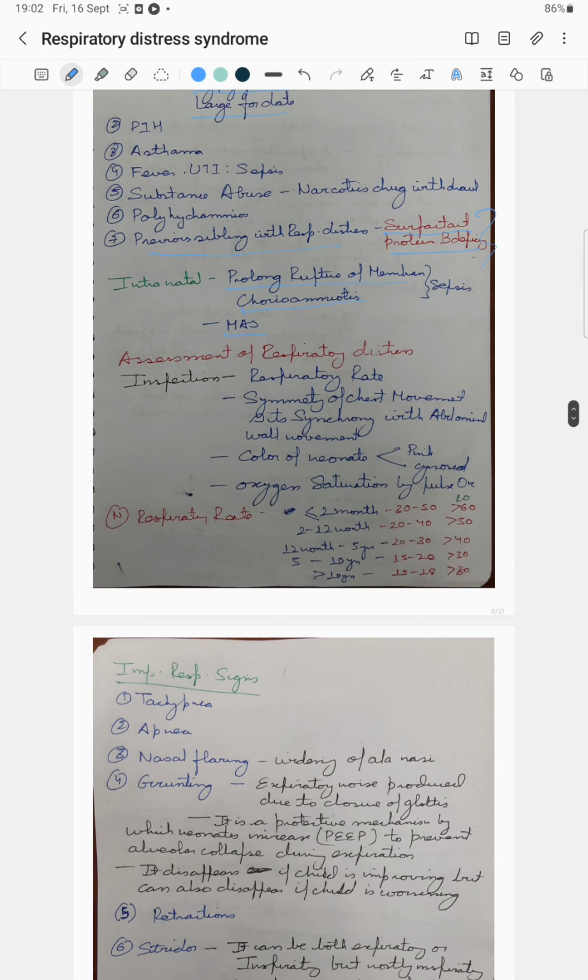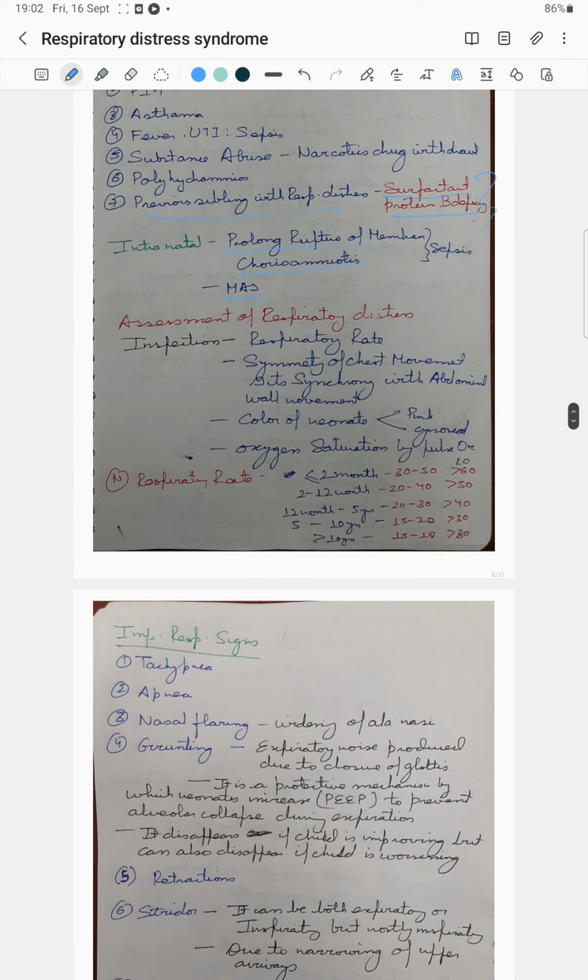Now, how will we assess a child with respiratory distress? You have to do inspection. For all the examination, 4 points are important: inspection, palpation, percussion and auscultation. These 4 things are important for all the systemic examination of all the systems. So everywhere we are going to deal with inspection, palpation, percussion and auscultation. In inspection we will see the respiratory rate, the symmetry of the chest movement and its synchrony with abdominal wall movement. We will be seeing the color, pink or cyanosed, and the oxygen saturation.